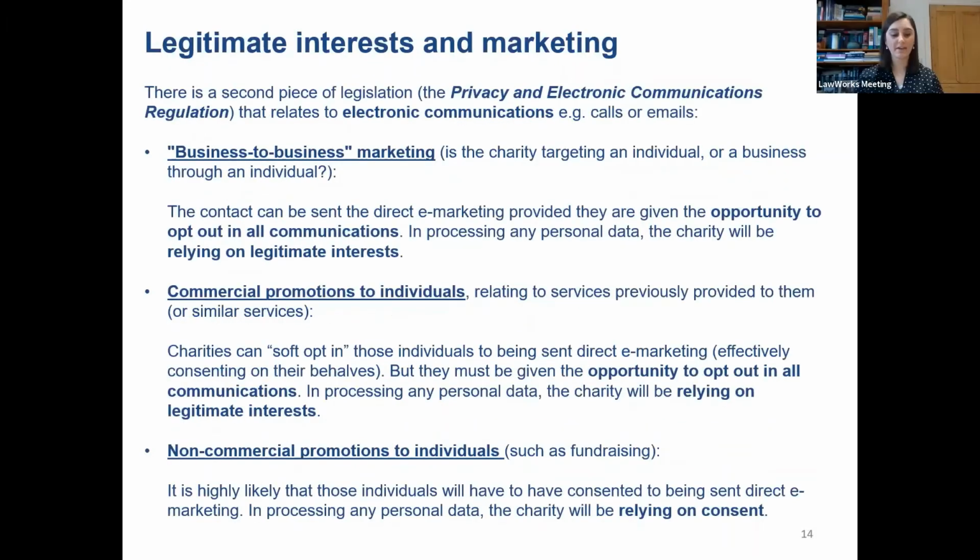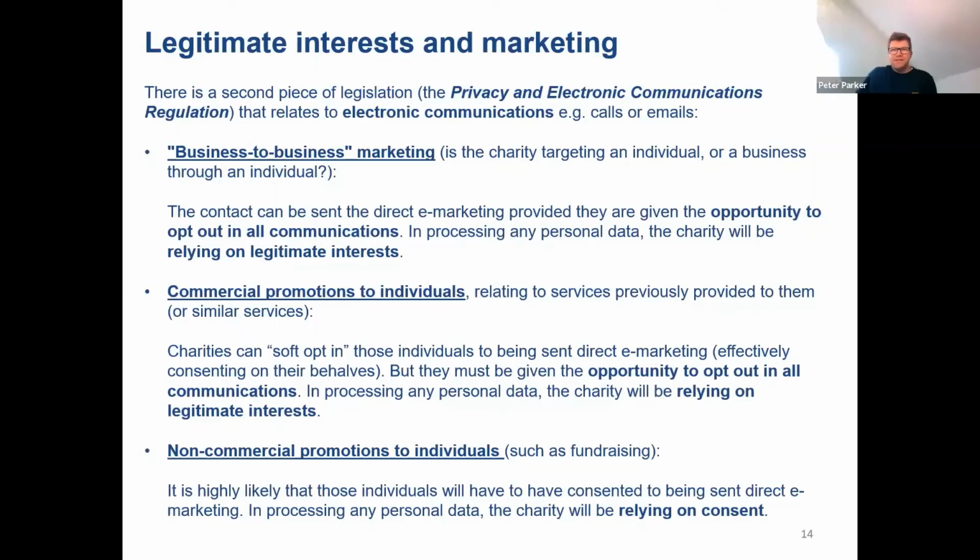Brilliant, thank you, Peter. Now, you did mention above that legitimate interests can be used by charities for marketing purposes, but I understand there's been a lot of debate in this charity sector about whether charities can only market to individuals who've given their consent. So could you just tell me a bit more about that, please?